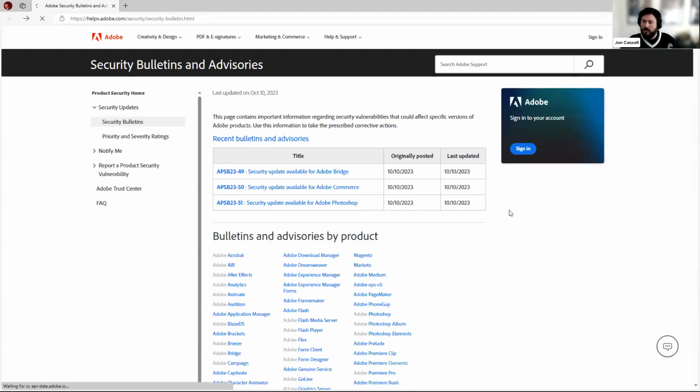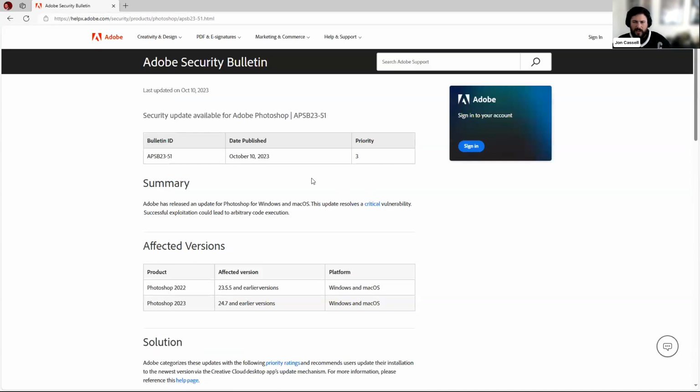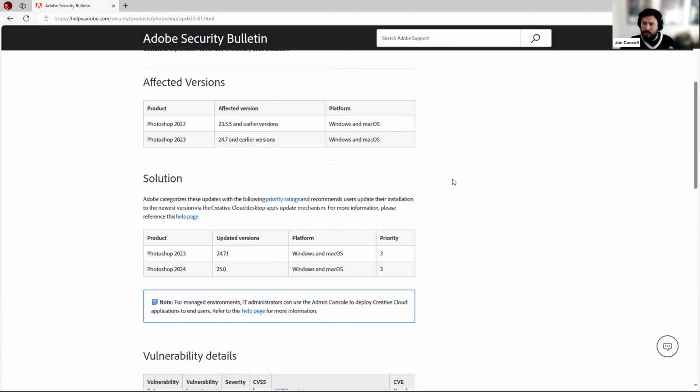Going over to the last product, Photoshop. Probably I would say maybe out of these 3, the most widely used. It's definitely what Adobe is well known for, other than Reader and Flash. Photoshop also received an update, lower priority of 3. Does affect Windows and Mac OS, as well as, I didn't mention it earlier, unless you saw it on the screen, Bridge also affects Windows and Mac OS systems.